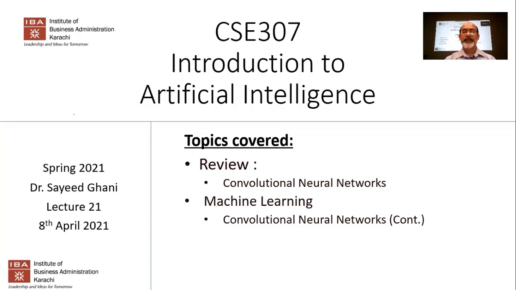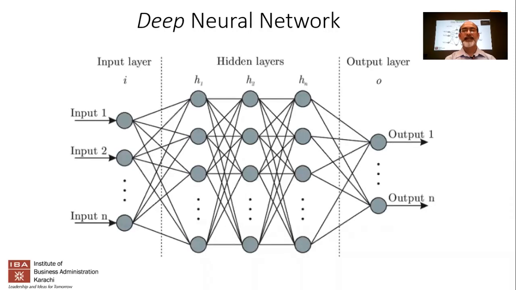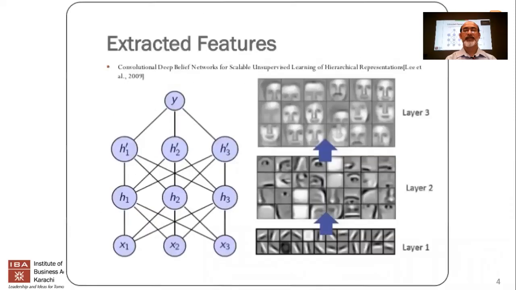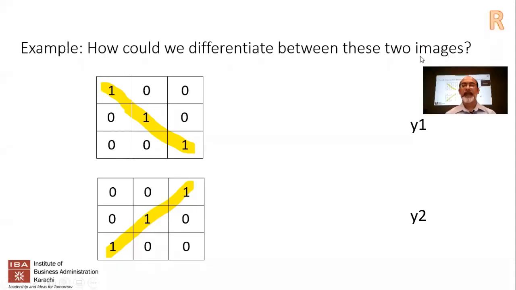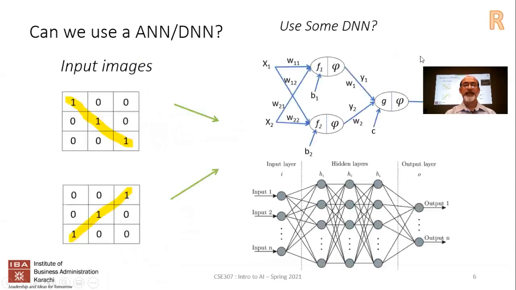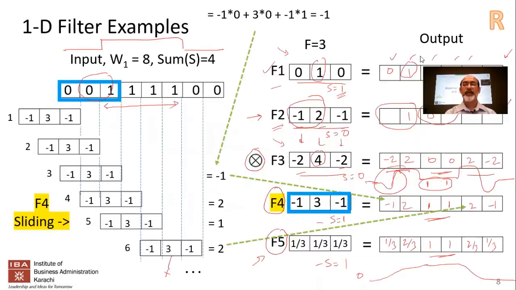In the last lecture, we spoke about convolutional neural networks, and today we will be continuing our discussion on CNNs. So let's take a look at what we discussed last time. We spoke about the structure of a DNN, and then we talked about how it could be used to recognize different types of images. And so we said that in order to be able to do that, we need to understand how filters work and how convolution works.